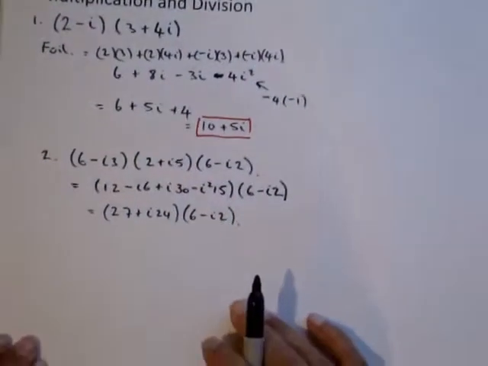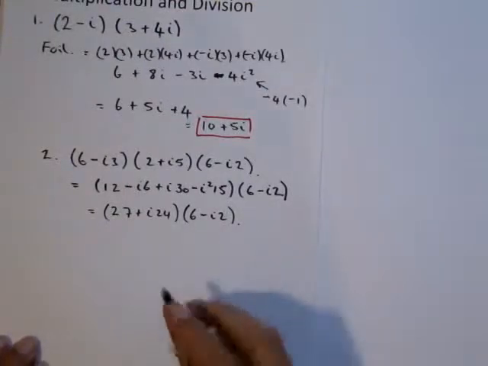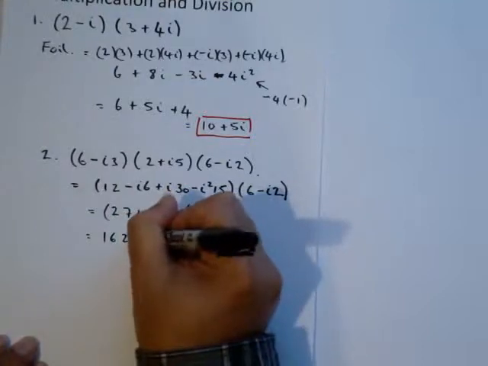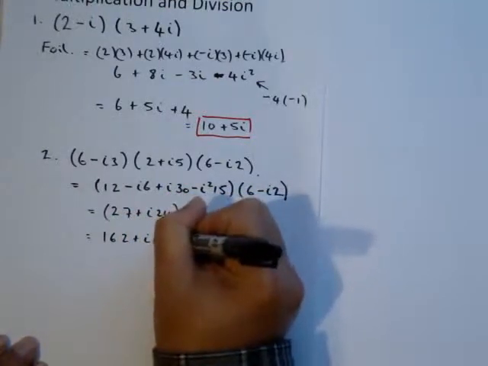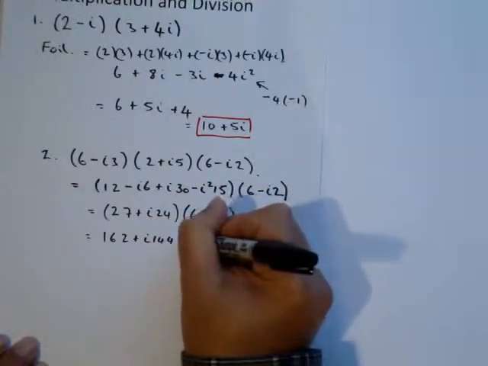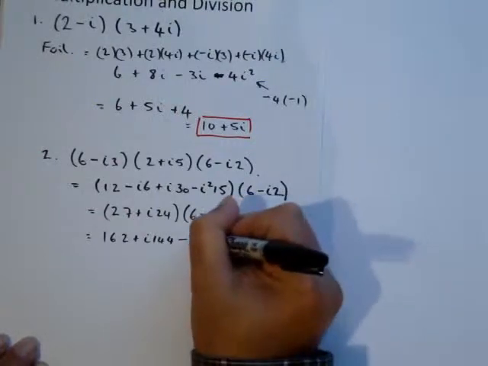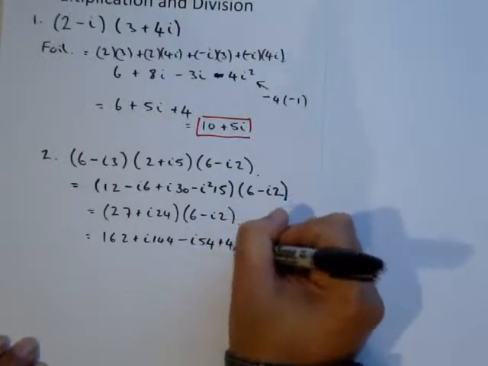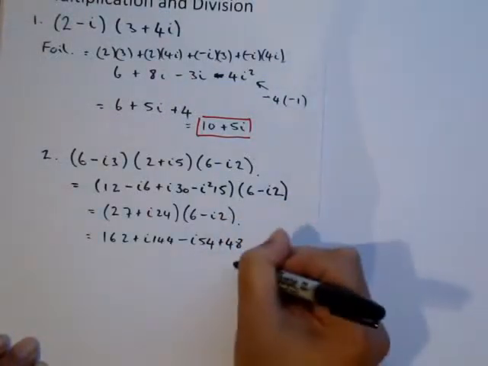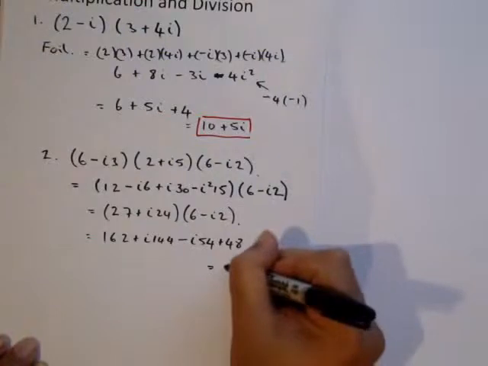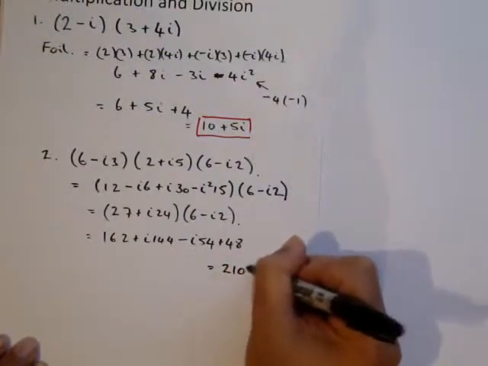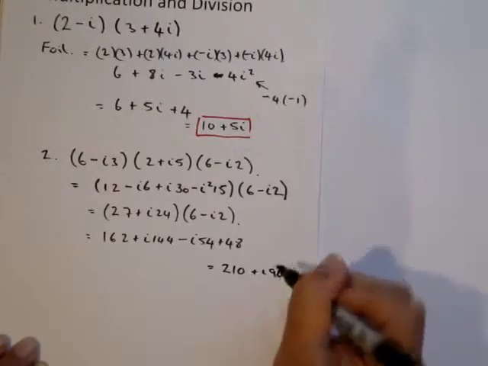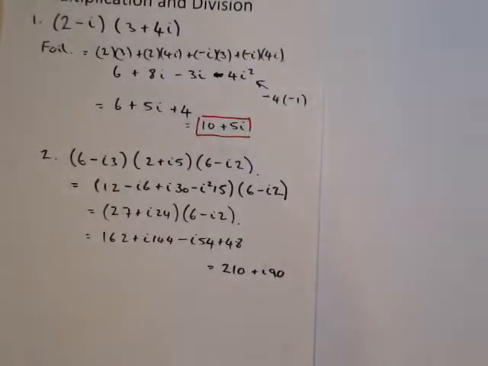And when we FOIL this out, we get 162 plus i144 minus i54 plus 48. And when we tidy that up, that's 210 plus i90. And that is our answer.